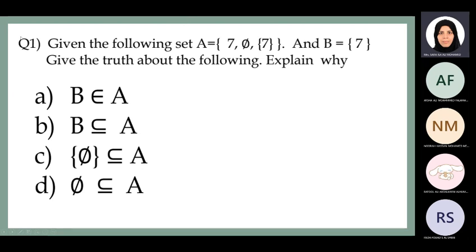If we look over the question, it says, given the following sets, A has 3 members: 7, 5, and the set of 7. So here we have 3 different members. B is a set that contains only one element, which is 7. We want to give the truth value. B belong to A. What do you think? Is that true or false?